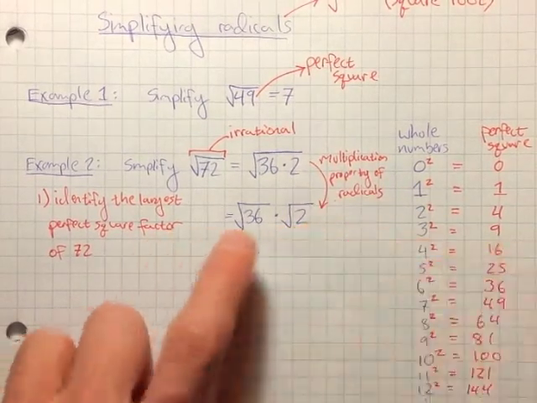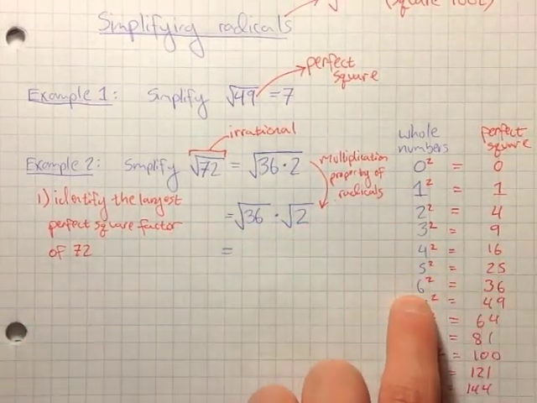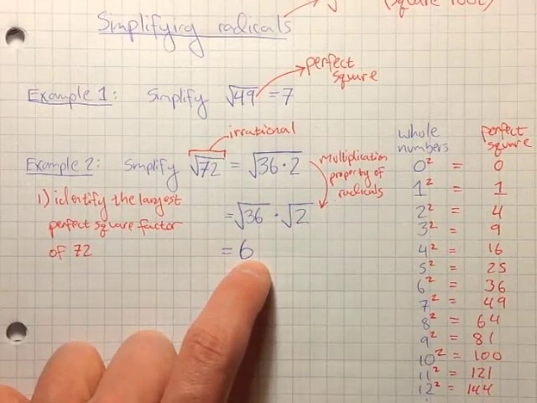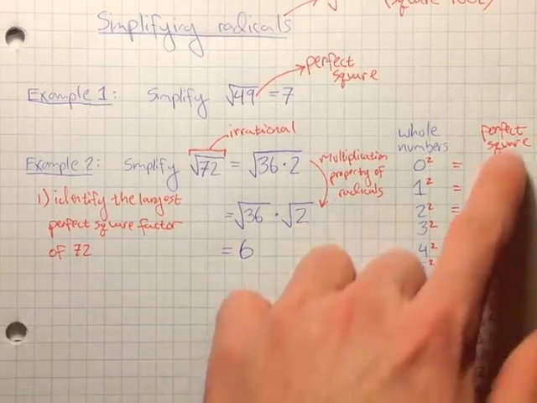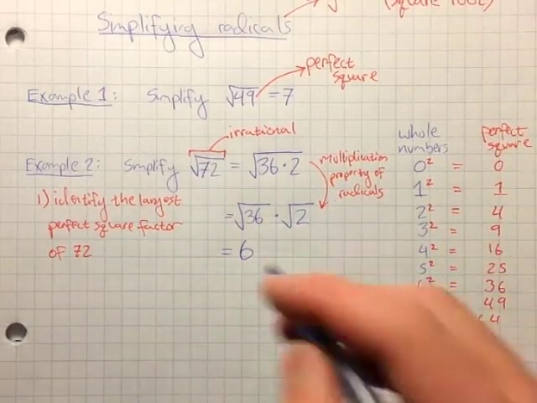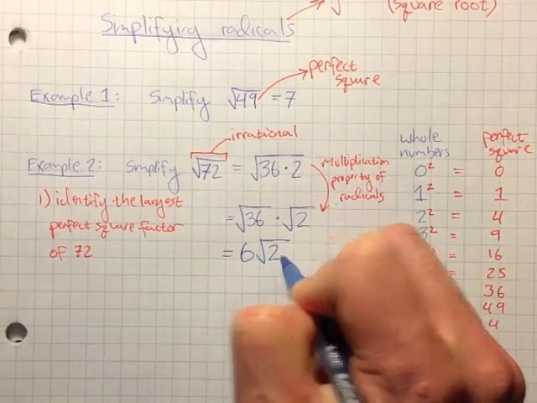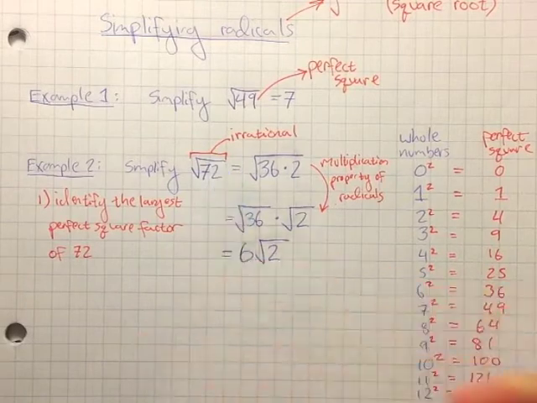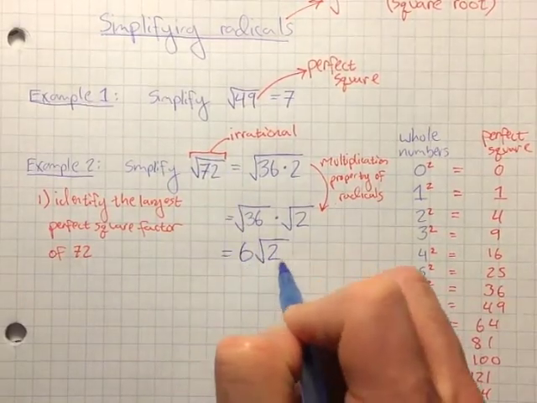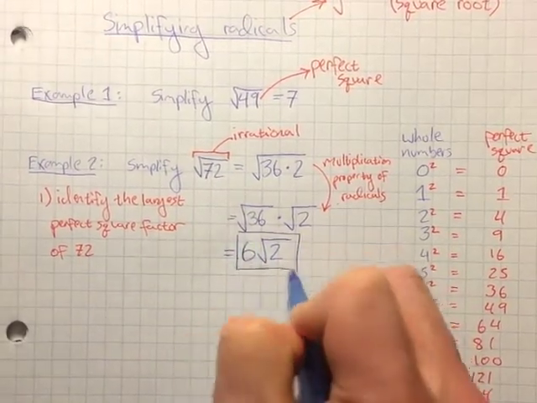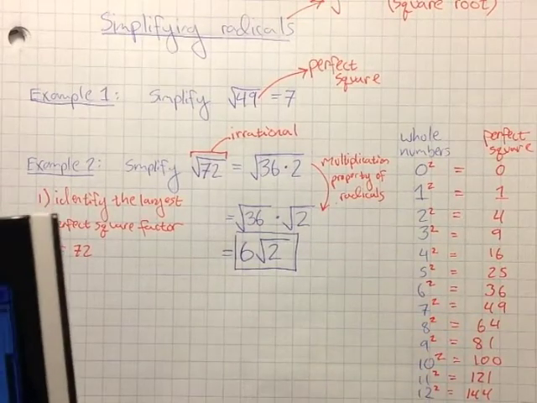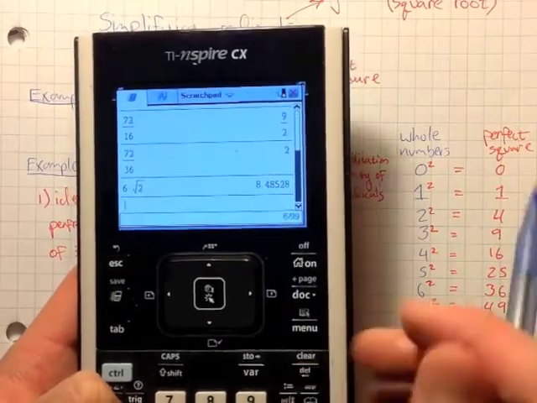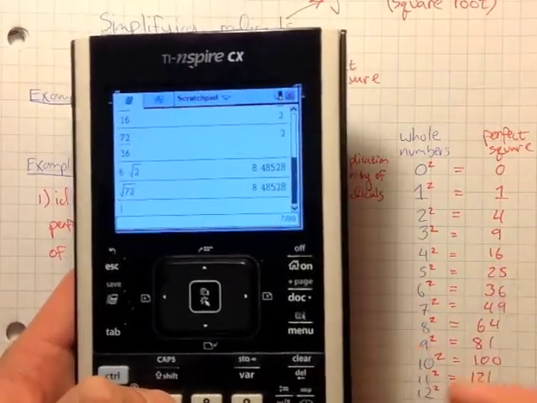The square root of 36 is 6. So I can simplify that into a whole number easily. But the square root of 2, well, 2 is not a perfect square, so the square root of 2, I'm just going to leave it like this. Okay? So the way to simplify the square root of 72 is to write it as 6 times the square root of 2. And if you want, we can double check that. 6 times the square root of 2, enter. That number is the same exact thing as the square root of 72.